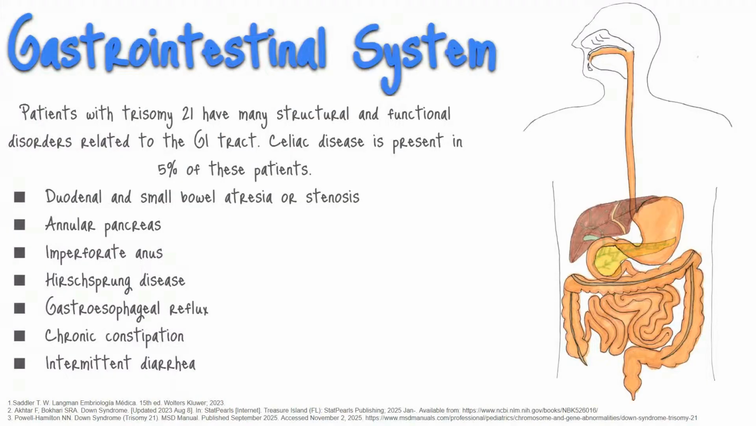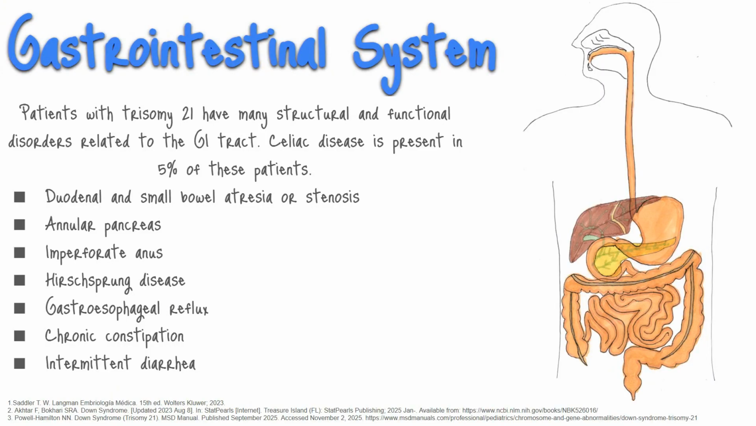Gastrointestinal. Patients with trisomy 21 have many structural and functional disorders related to their gastrointestinal tract. It has been found that many defects occur more commonly in people with Down syndrome versus the general population. One example is that celiac disease is present in 5% of these patients. Duodenal and small bowel atresia or stenosis is one of the diseases that they can have.